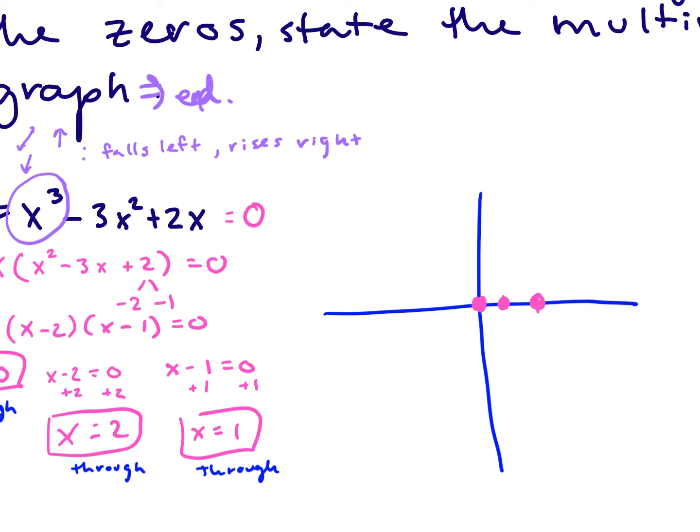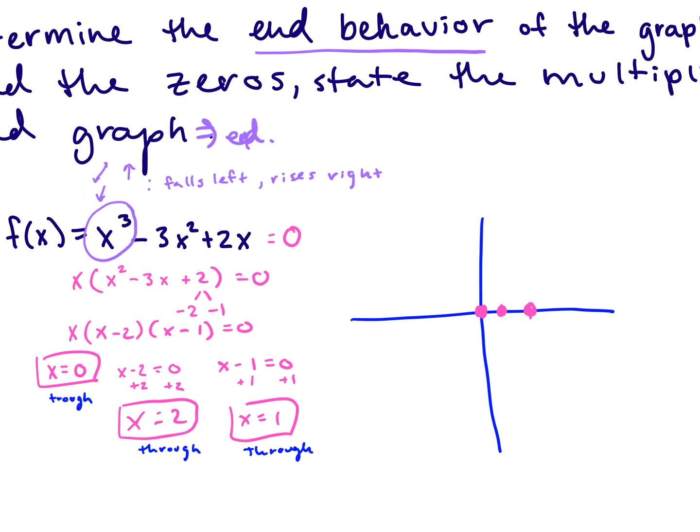What should I do next? The end behavior. So I said it's going to start going down. So at my point farthest to the left, I'm going to put a down arrow. It ends going up, so at my point farthest to the right, I put an up arrow. And at each one of these points, I go through. So I go through the point, through the point, through the point. Should not have a sharp edge there. It needs to be smooth like this. So that's my graph.